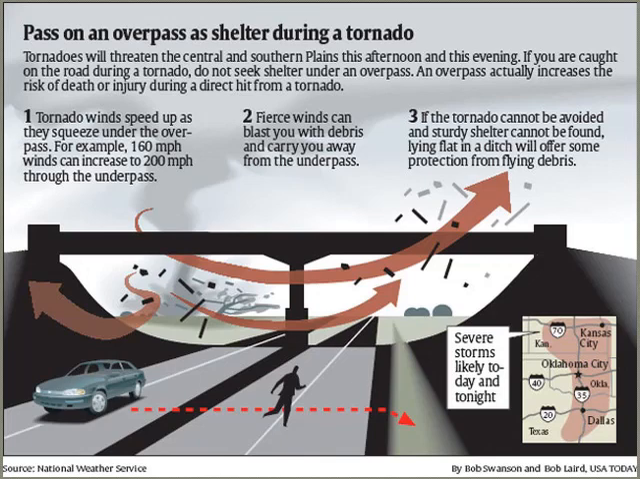So I created this graphic just to point out that, yes, it's Bernoulli's principle that makes an underpass a horrible place to take shelter during a tornado.